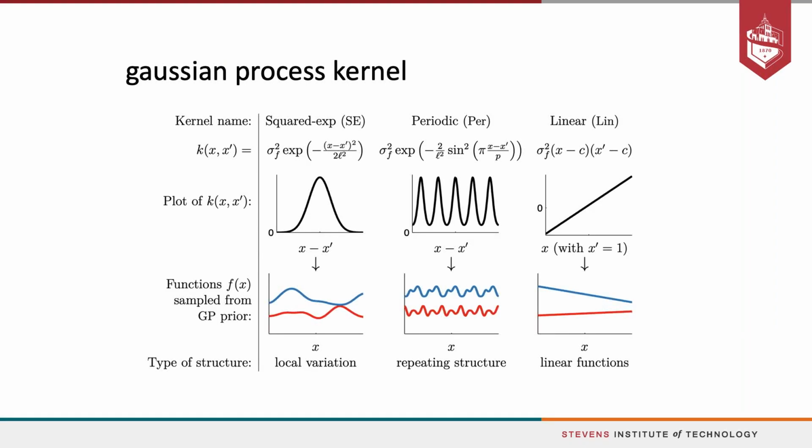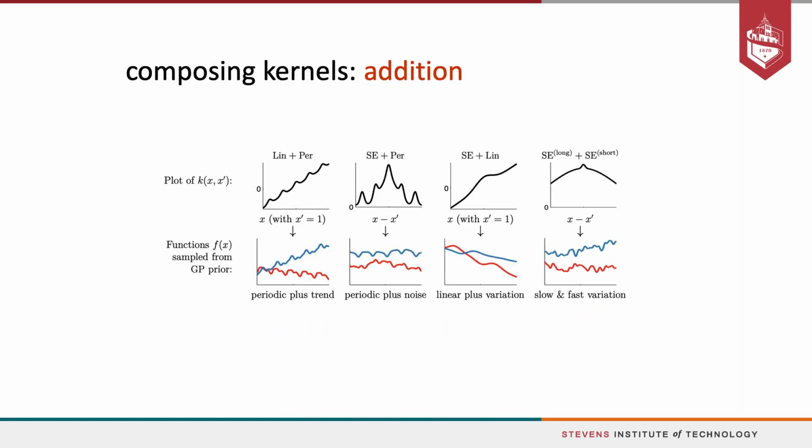A particularly nice property of Gaussian processes is that they are closed under addition and multiplication. Here I'm showing just three kernels, squared exponential, periodic, and linear, like I was just saying, but they're closed under addition and multiplication. And what that means is that you can combine any two kernels to create a new valid kernel if you're combining them by addition. So, for example, a linear plus a periodic kernel gets you periodic behavior over a linear trend. Or a squared exponential plus a linear gets you some smoothly varying function with a linear trend underlying it.